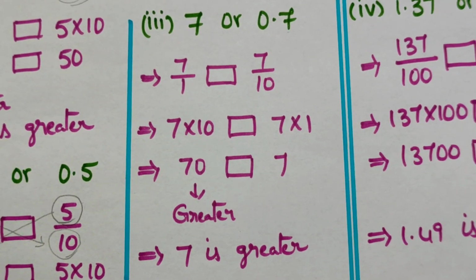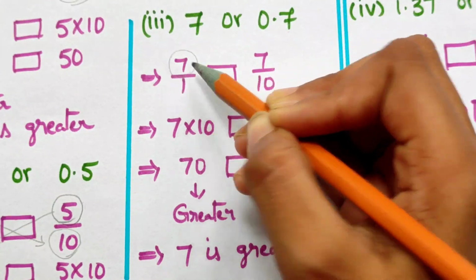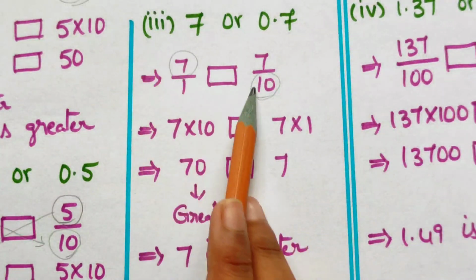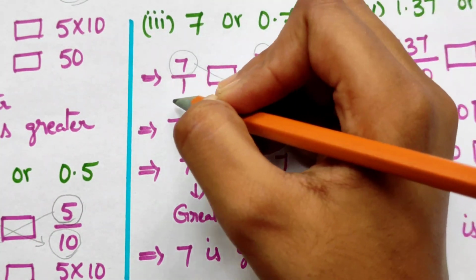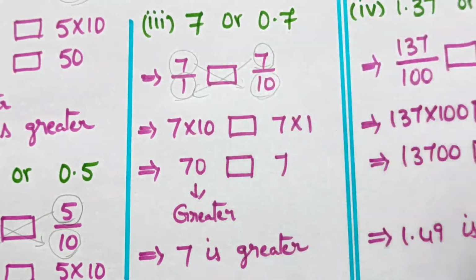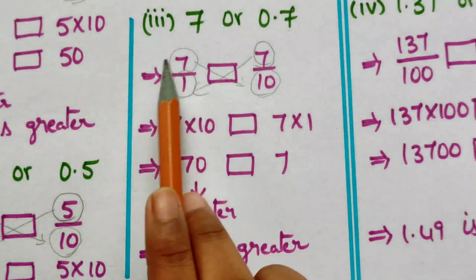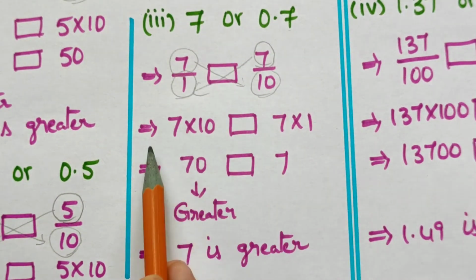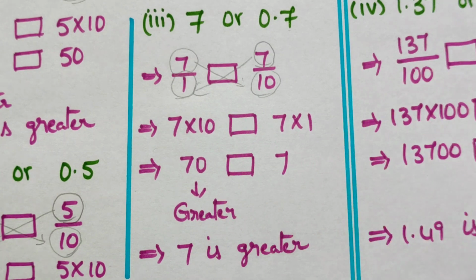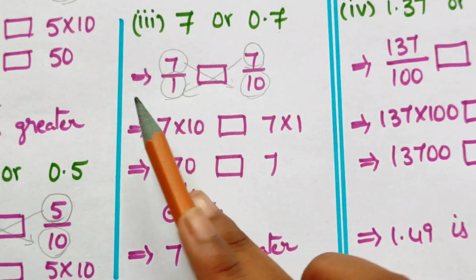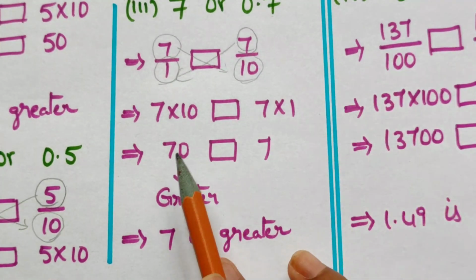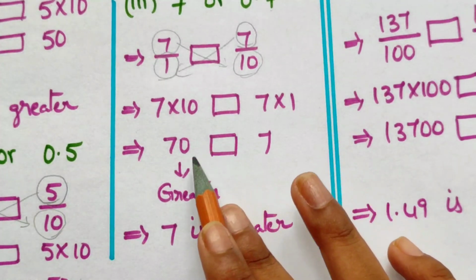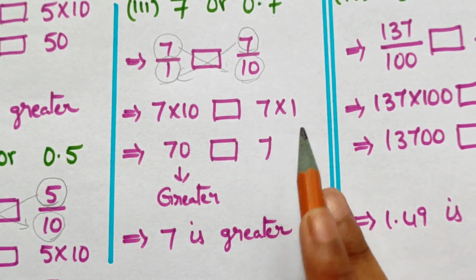Now let us do cross multiplication. As we know, always we should do the numerator into denominator. Here also the first numerator, then denominator. Now 7 into 10, numerator into denominator, a blank here, and here also 7 into 1. 7 into 10 is 70, and 7 into 1 is 7.